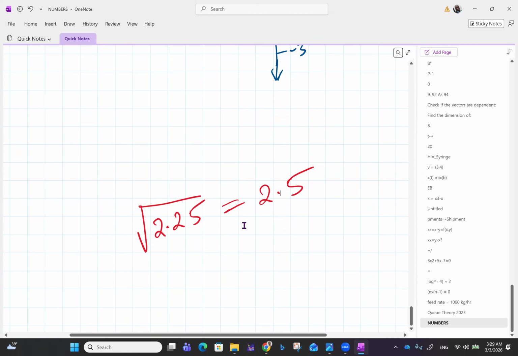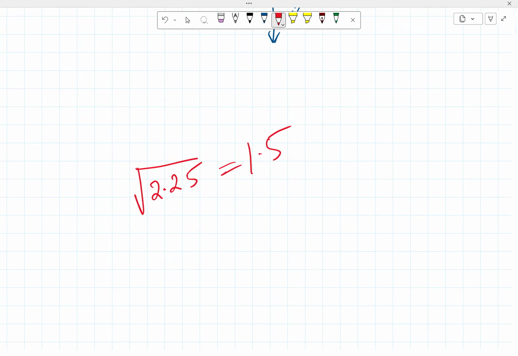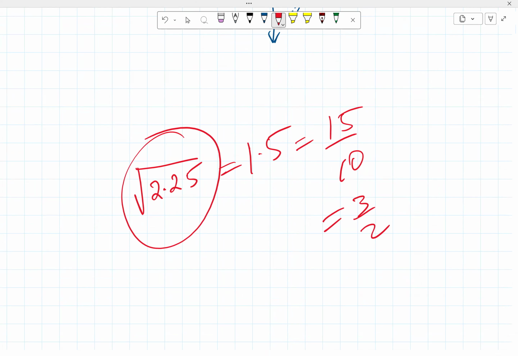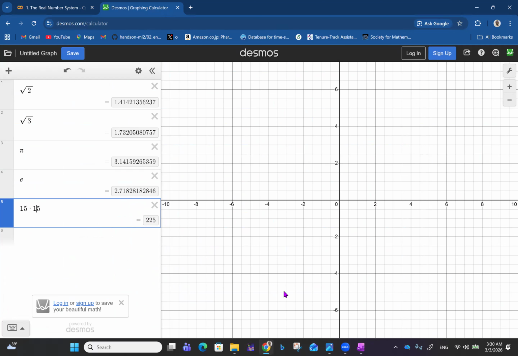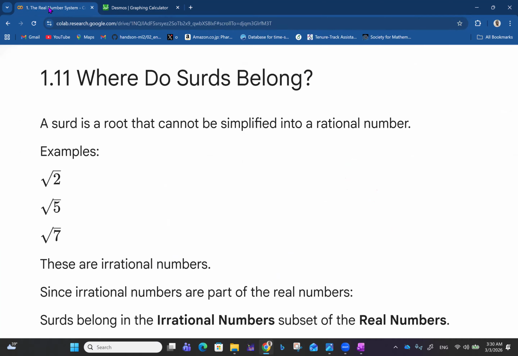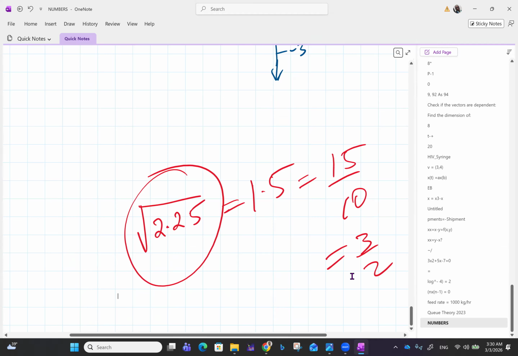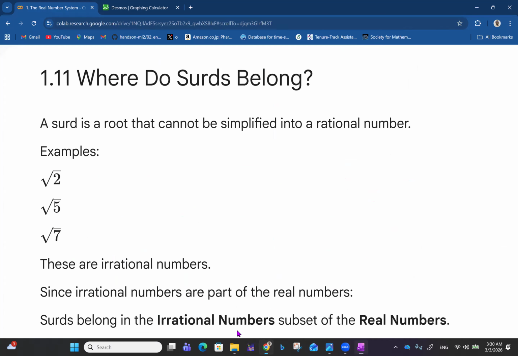Great. So this is actually 1.5. This 1.5 can still be written as 15 over 10, which is the same thing as 3 over 2. So 2.25 is still a perfect square, and then you can still write its root as a rational number. The square root of 2.25 is still rational, right? Because you can simplify it into a rational number. At the end of the day, 3 over 2 is a rational number. So even that is still okay.